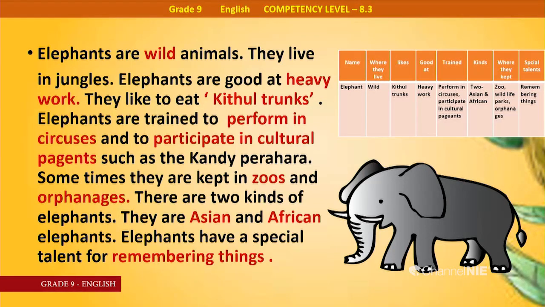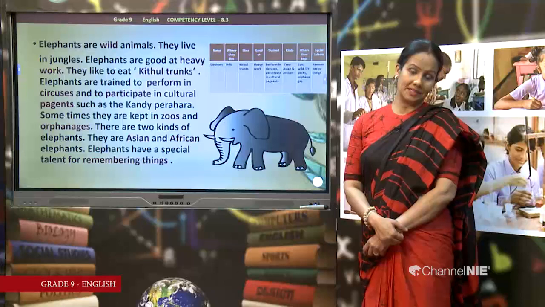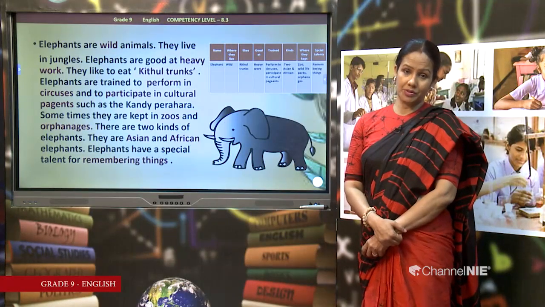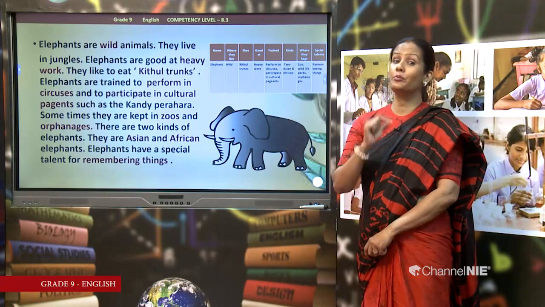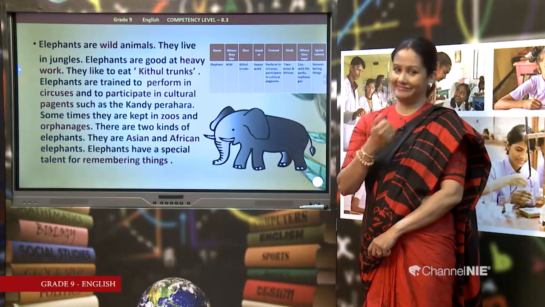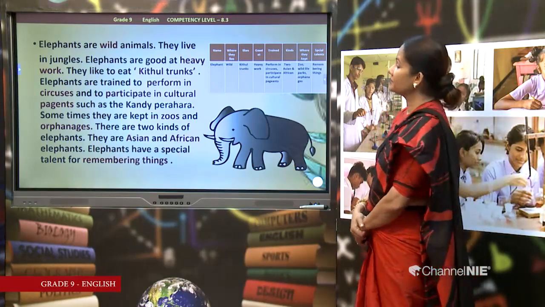Sometimes they are kept in zoos and orphanages. There are two kinds of elephants. They are Asian and African elephants. Elephants have a special talent for remembering things. So, can you remember what I told you? Yes, I am going to read it again, then you will understand it more. Shall I? Yes, follow me.